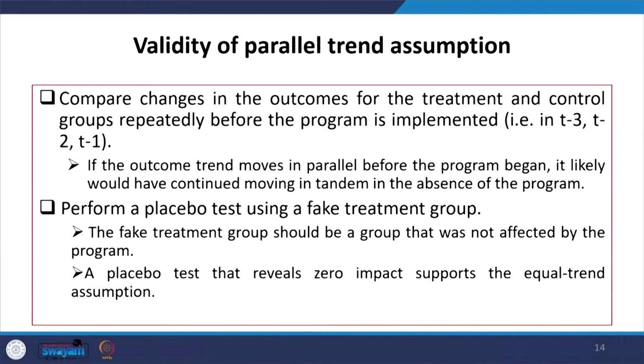So, the parallel trend assumption also goes by this placebo test. These kinds of tests are called placebo tests. They are called a kind of pseudo experiment with those patients. The fake treatment group should be a group that was not affected by the program. A placebo test that reveals zero impact supports the equal trend assumption. If you simply test with another intervention, the trend should have been diluted or disturbed. If it is disturbed, that means it is not parallel.